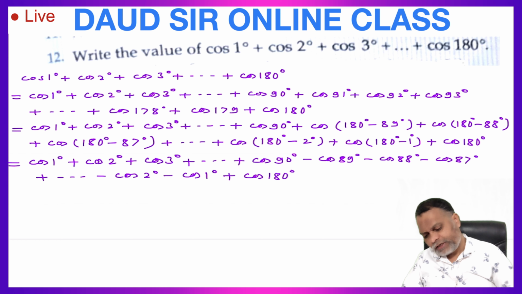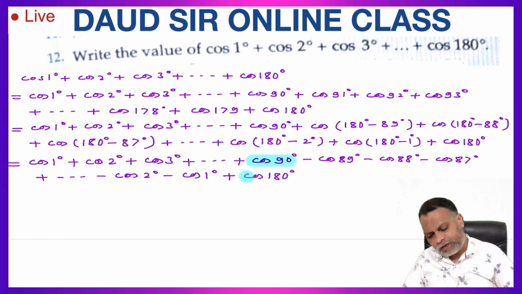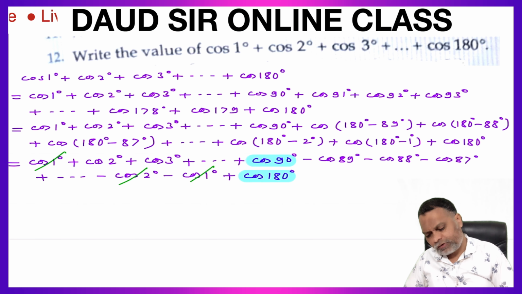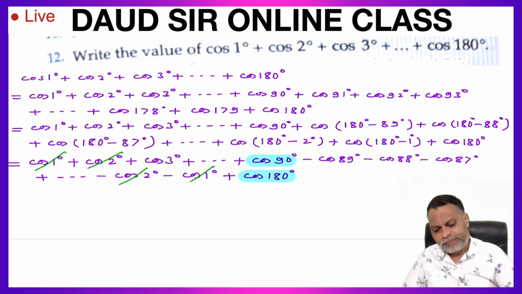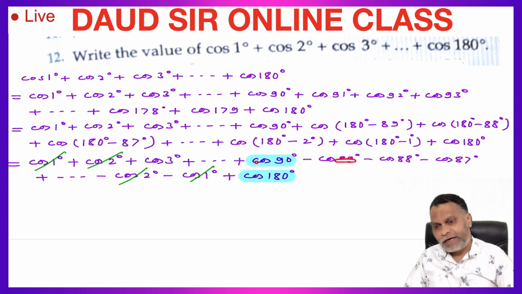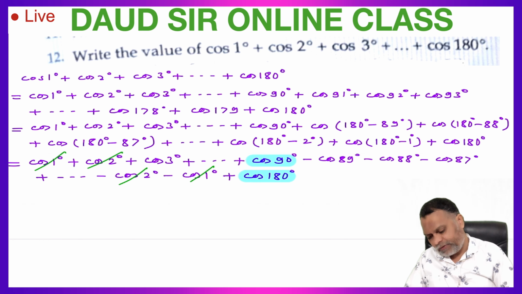So if you notice this, then only this cos 90 and cos 180 will be remaining. Other all terms will be cancelled. This cos 1 degree negative, cos 1 degree positive, cos 2 degree negative, cos 2 degree positive. Before this cos 2 degree, this cos 3 will be cancelled. Cos 89 positive and cos 89 negative cancelled, cos 88 negative and cos 88 positive, cos 87 negative and cos 87, all the terms will be cancelled. No term will be remaining except this cos 90 and cos 180. So, which is equal to cos 90 degree plus cos 180 degree.